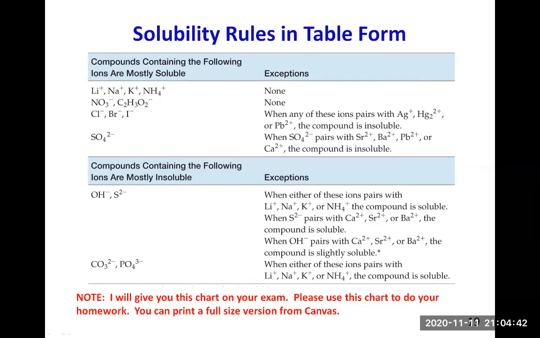And we had Hg2Br2. Here we have the Br minus among the mostly soluble compounds. Let's look at the exceptions. If you read the line, it says when any of these ions pairs with Ag plus, Hg2 2+ or Pb2 plus, the compound is insoluble. So here we have Br with Hg2 2+, and that's insoluble.